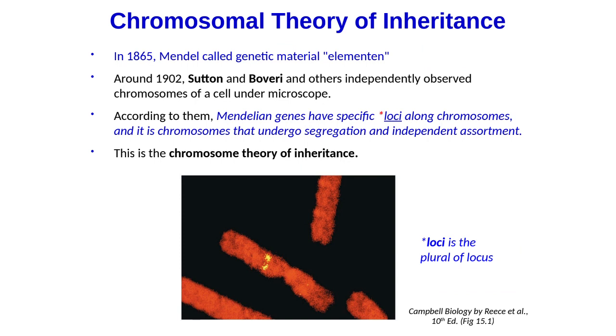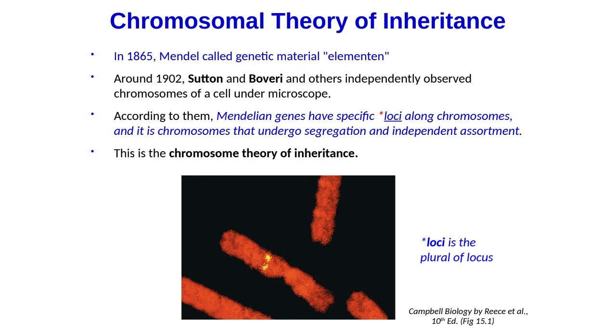So in 1865, Mendel called genetic material elementen. This was in his seminal paper that, of course, predated the understanding of chromosomes and genes, but he basically got everything right in terms of understanding that there were these essentially packets of information, which he called elementen.